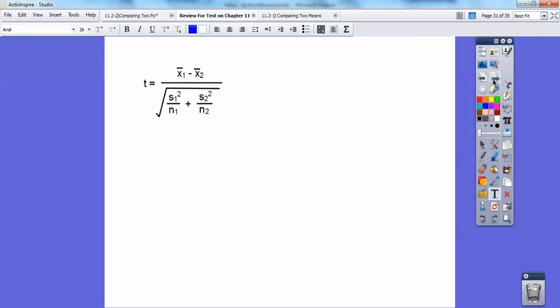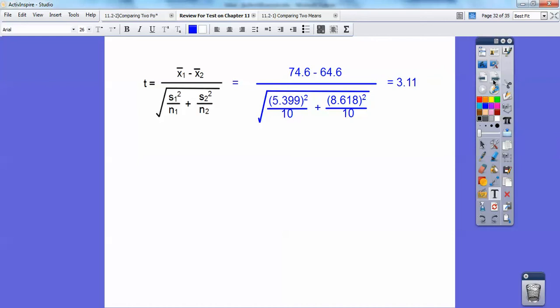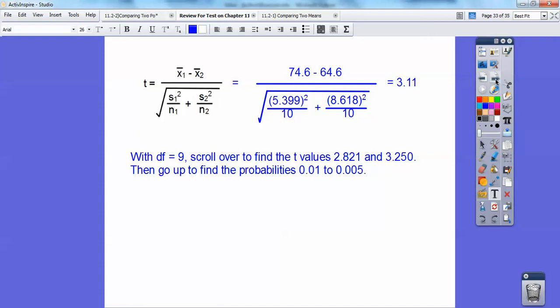So there's my t statistic for my two-sample test. I'm going to plug in the values, because I calculated all those values with my one-variable stats, and I get my t equal to 3.11. Since both sample sizes were 10, my degrees of freedom is 9. If they were unequal, we always take the smaller degrees of freedom, but they're both equal here, so it doesn't matter.